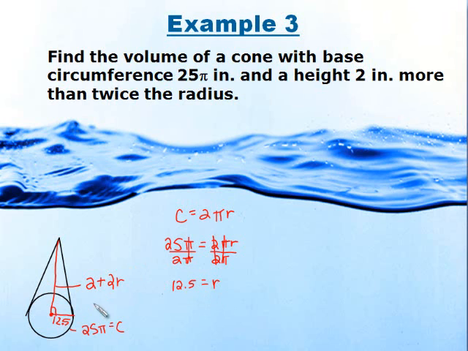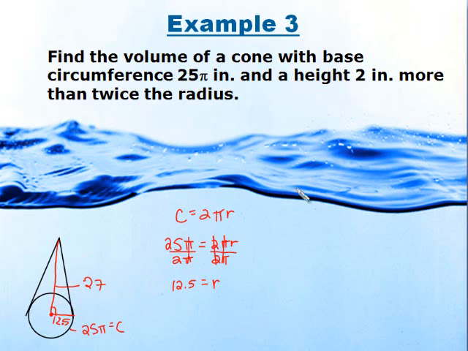And I also know what the height is now. I know that the radius is 12.5. So I'm going to go ahead and erase that and put here 12.5. And when we plug that in, this right here is 25 plus 2 is 27. So let's go ahead and rewrite 27 here for the height.